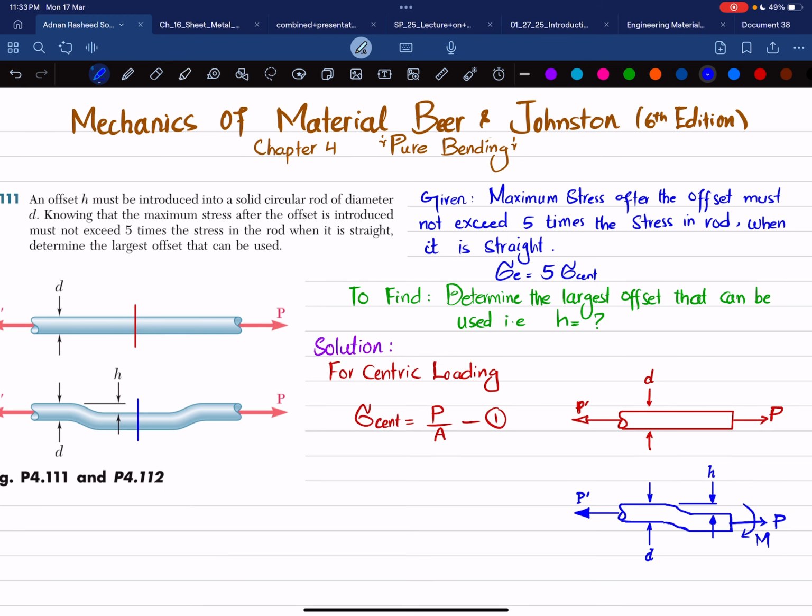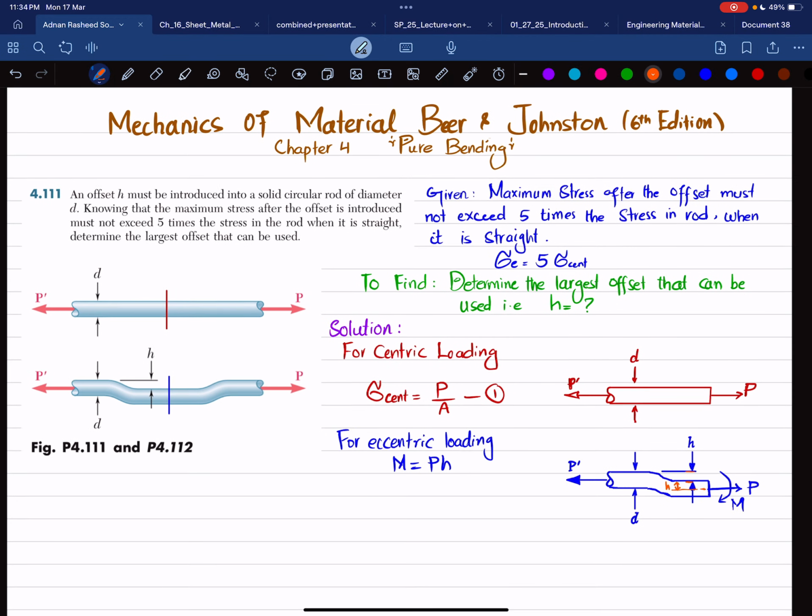for eccentric loading, this moment will be equal to P times H. Let me show you by using another color. You can see this is the load distance. So here this distance will also be H, because from the top till the mid, this distance will also be H. So this force and the perpendicular distance between them, H, is producing a couple. That's why we have the moment M equal to PH.